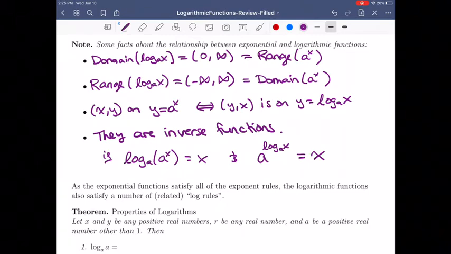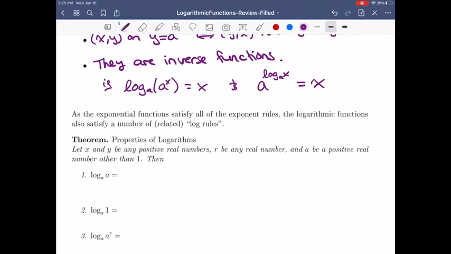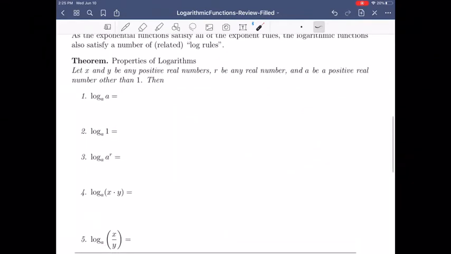So they're very closely related. And we know that the exponential functions have all these exponent rules that they use. Because of their close relationship, the log functions have a bunch of log rules that they use. So I'm going to give you some of them here. These are some properties for logs.